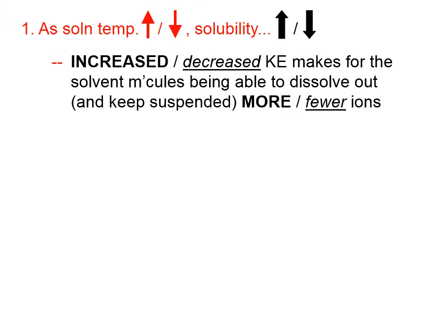I'll go ahead and read it twice. First with the uppercase bold-faced words used, and then with the italicized and underlined words used. Increased kinetic energy makes for the solvent molecules being able to dissolve out and keep suspended more ions. Or, decreased kinetic energy makes for the solvent molecules being able to dissolve out and keep suspended fewer ions. Solubility is directly related to temperature.